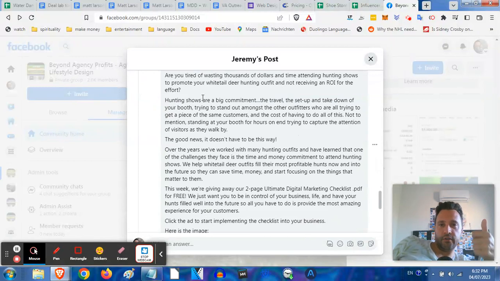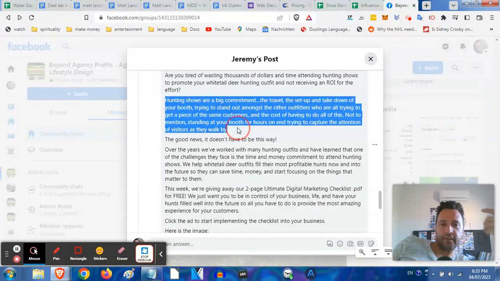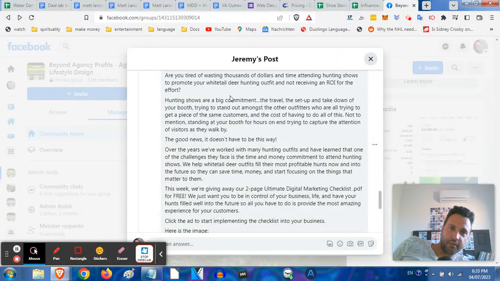So hunting shows, travel, setup, takedown, booth, trying to stand out, cost, standing at the booth for hours, hoping to catch people's attention, right? All of that are the painful symptoms of everything they're doing now. And you can break this up into little simple sentences.